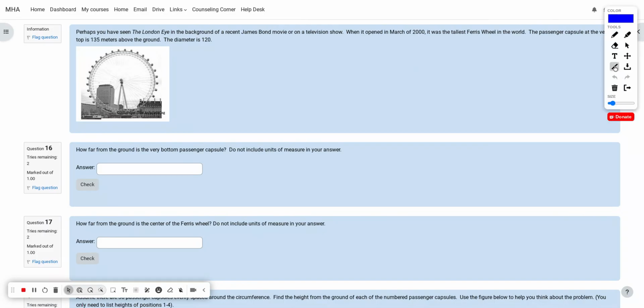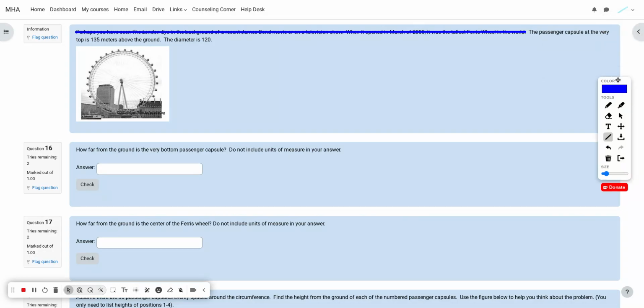Now I'm going to do something real quick. This first part here is just historical background. I'm not going to read that. Not necessary for what we're doing.